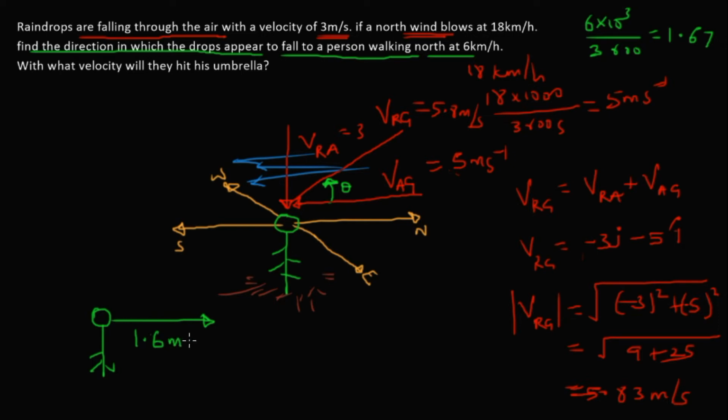1.6 meters per second. And then he will feel the wind, he will feel the rain relative to the ground. He will feel that rain in this direction. You will feel it at this angle theta. And don't forget that this velocity is 5.8 meters per second, and this is 1.6.